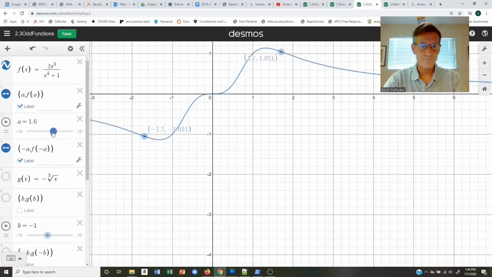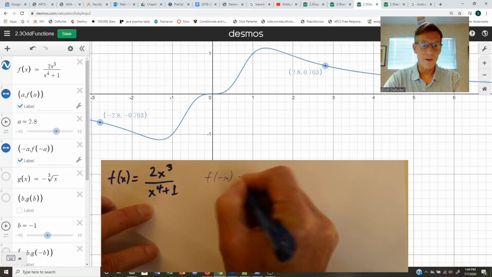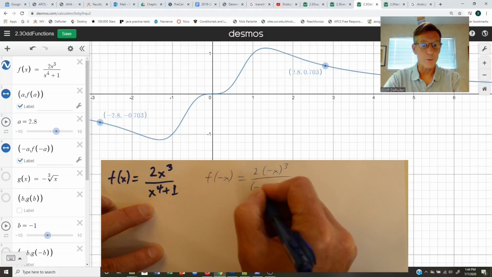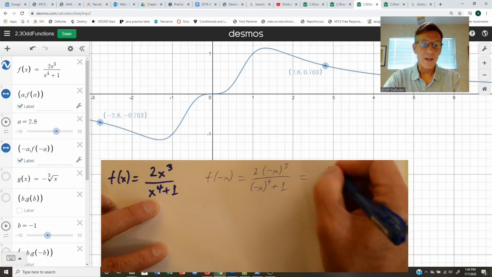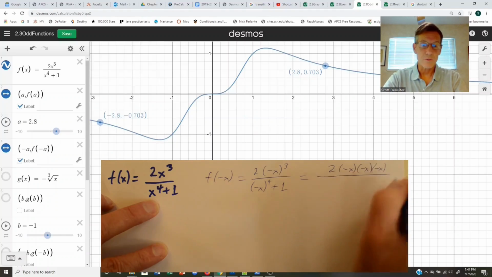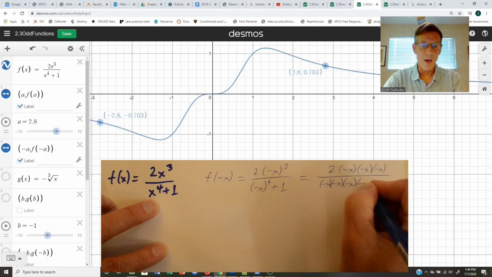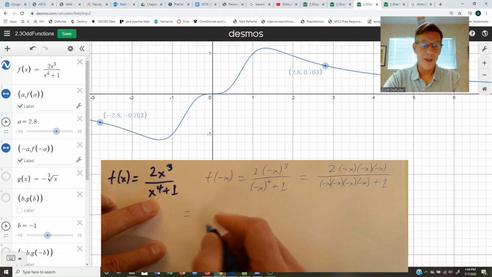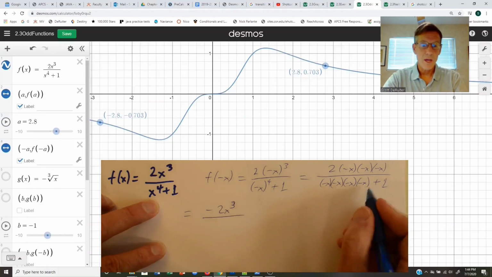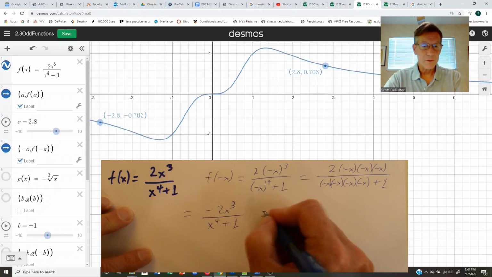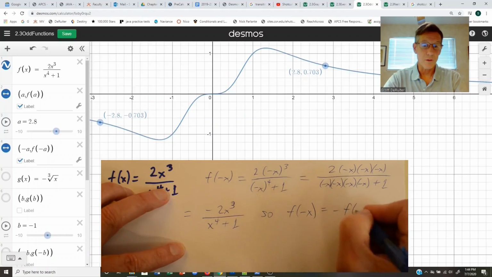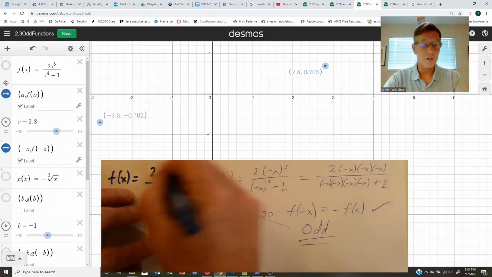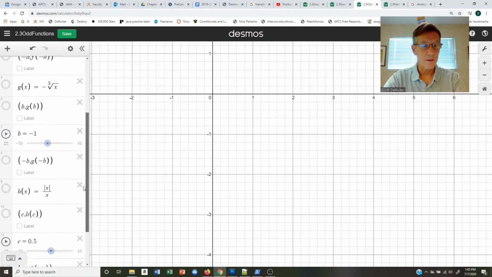Okay, here's another one. This one is an odd function, and here notice that when the x values are opposites, the y values are opposites. And we should be able to show that algebraically. So if we plug in negative x and then write everything out, at least with this first example, multiply everything out. Notice in the top we have an odd number of negatives, so we get negative 2x cubed. And in the denominator we get an even number of negatives. Notice that that's the opposite of the original, and that's the definition for an odd function. And we've shown it algebraically.